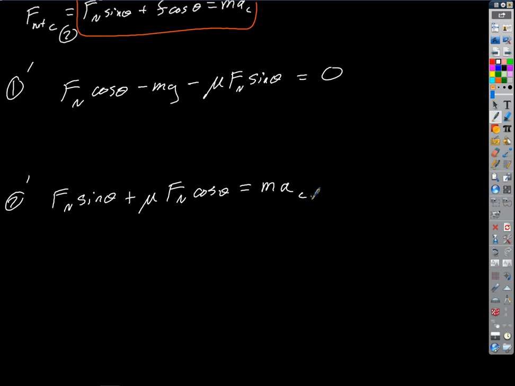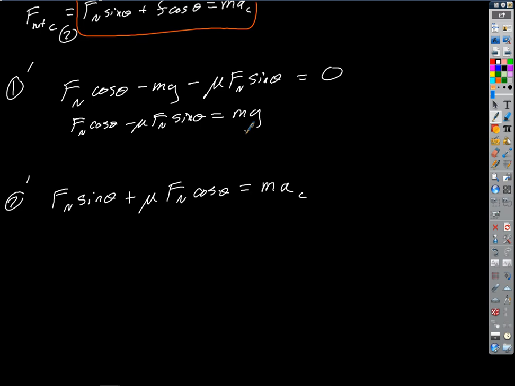Okay, so if we're going to solve for normal force in that first one, what do we have to do? Move the mg over. Okay, good. So we'll add the mg over to this side. So we get normal force cosine theta minus mu normal force sine theta equals mg. Now what? Factor out a normal force, right?